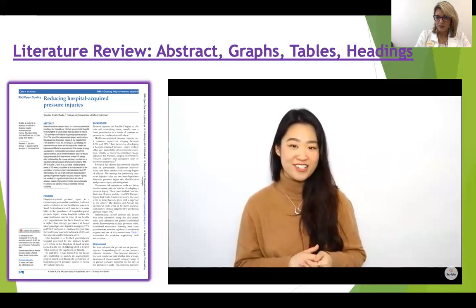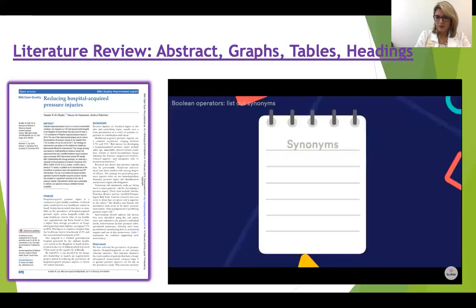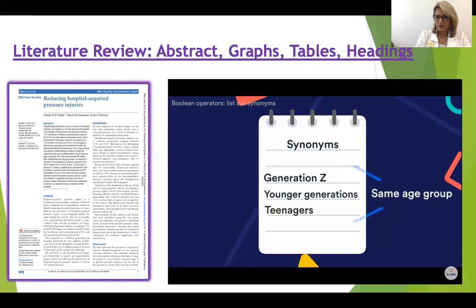For the first trick, you should first think and write down all the synonyms or subtopics of the keywords you've searched for. In our case, Gen Z, younger generations, and teenagers all represent the age group we're looking for.